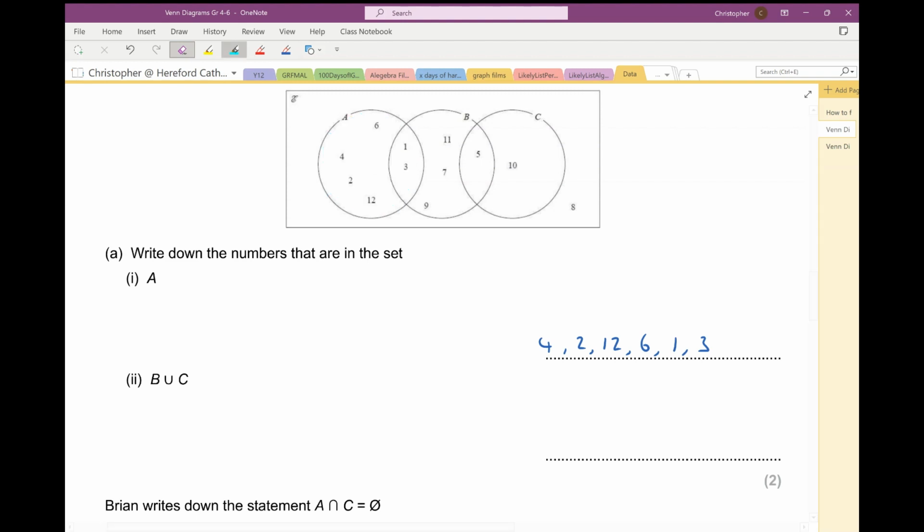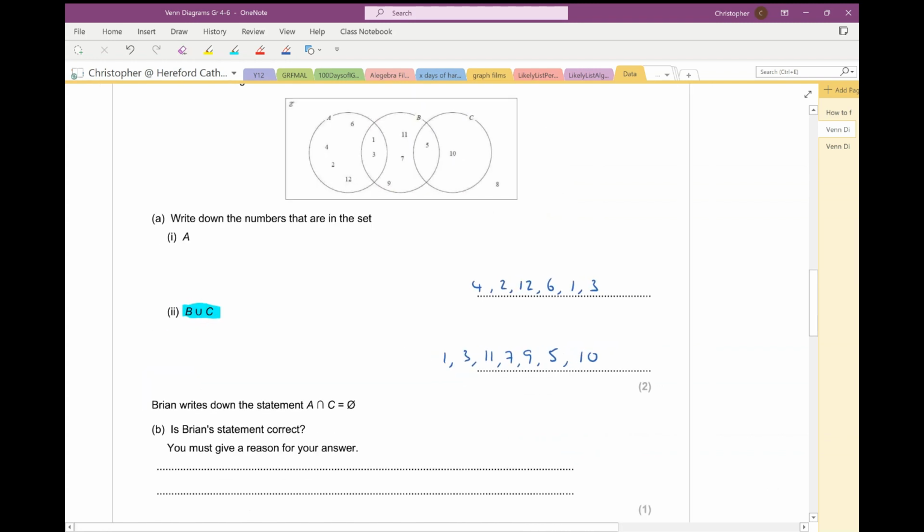Next, the numbers which are in B union C. So in B or C, or both. So they've got to be in B or in C. Those ones in C would all qualify. And these numbers would qualify because they're in B. And of course, these ones would qualify as well because they're also in B. So B union C is all of the numbers in that shaded area there, all the numbers which are in B or C. So that's going to be, from the left, 1, 3, 11, 7, 9, 5, and 10.